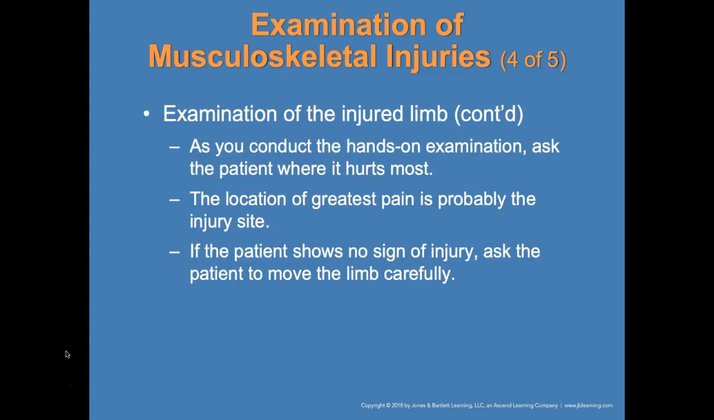As we conduct our hands-on examination, we need to ask the patient where it hurts most. The location of the greatest pain is probably the injury site. If the patient shows no sign of injury, then we can ask the patient to move the limb carefully. We really don't want to have them moving their limb, their extremity, until we've gone through and found that there's not really any signs. Okay?